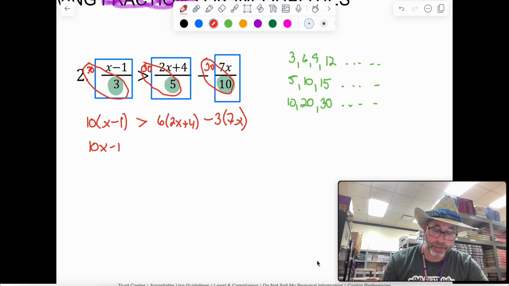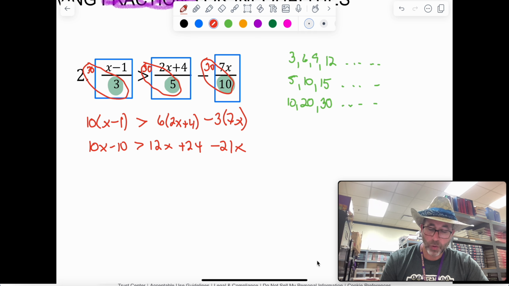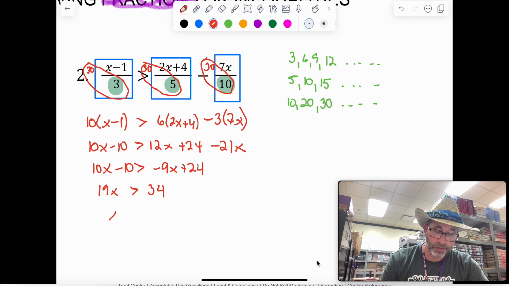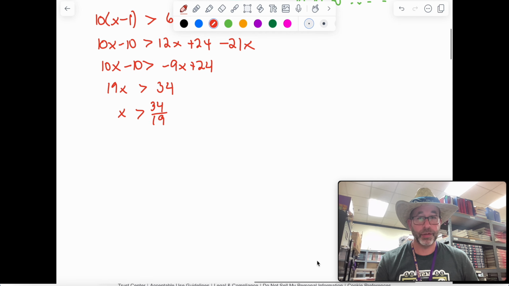So we get 10x minus 10 is greater than 12x plus 24 minus 21x. We'll combine our like terms. We get 10x minus 10 is greater than negative 9x plus 24. Move the 9x over, we end up with 19x. Move the 10 over, we end up with 34. Divide by 19, we get x is greater than 34 over 19. Doesn't matter that we don't get a clean, perfect answer. It still is a number, doesn't matter.